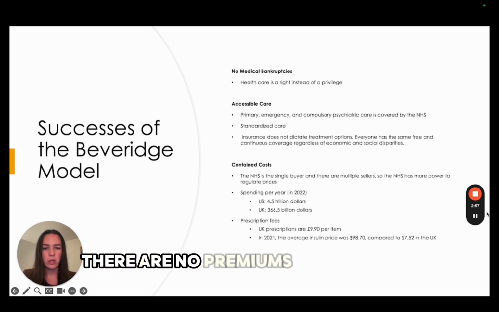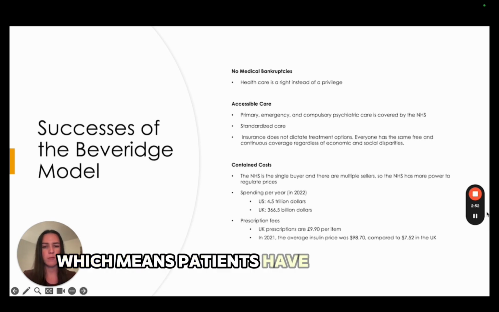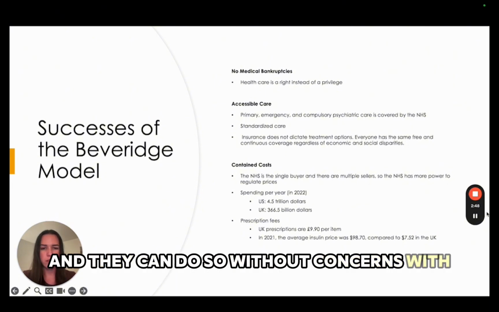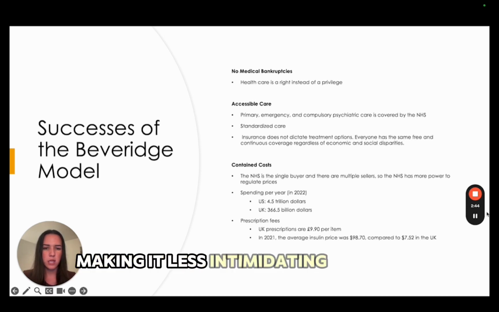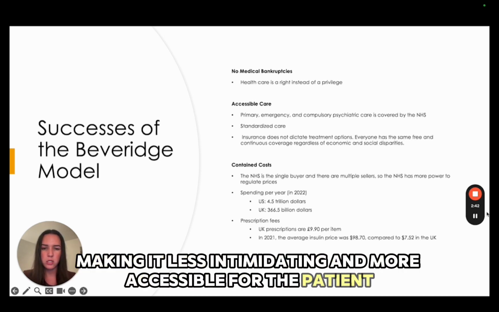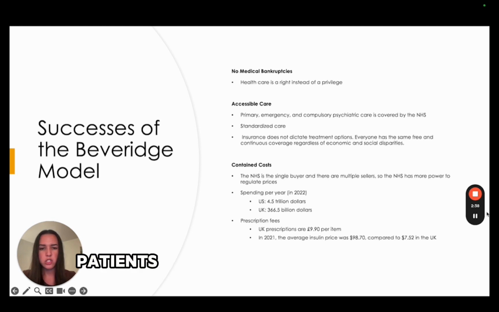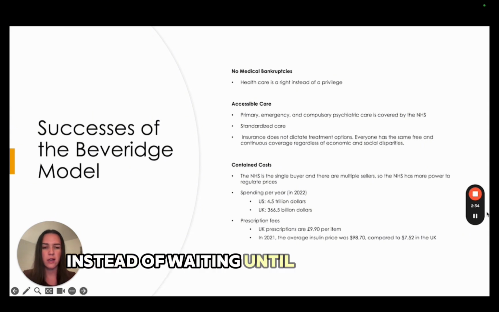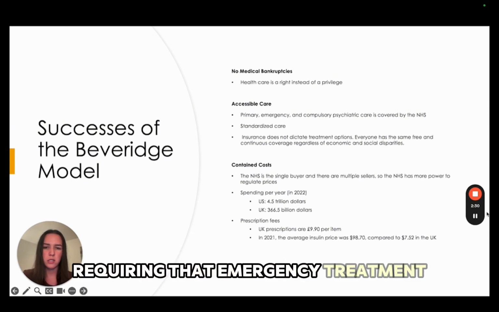There are no premiums, there are no network-specific providers, which means patients have more options as to who they can see, and they can do so without concerns with that copay. This simplifies the healthcare system, making it less intimidating and more accessible for the patient. And in turn, this accessibility piece encourages patients to utilize primary care and preventative care resources instead of waiting until a health issue becomes unmanageable, requiring that emergency treatment.